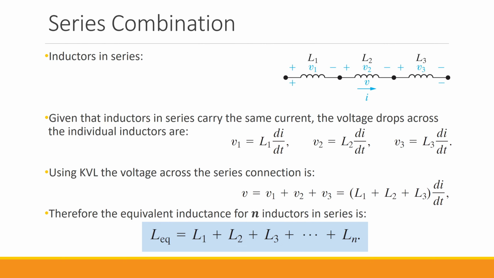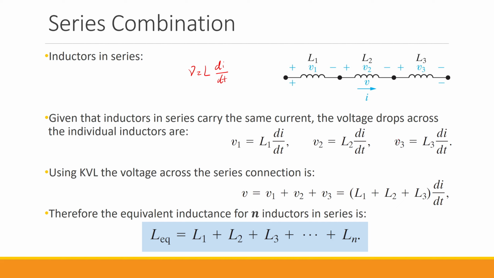Using the equation that we had for the voltage of an inductor with respect to the derivative of its current with respect to time, which was V equals L di over dt, we can find the individual voltages for each of these inductors. For the first inductor, V1 is going to be L1 multiplied by di over dt. For the second inductor, V2 equals L2 multiplied by di over dt. And finally, for the third inductor, V3 equals L3 multiplied by di over dt.